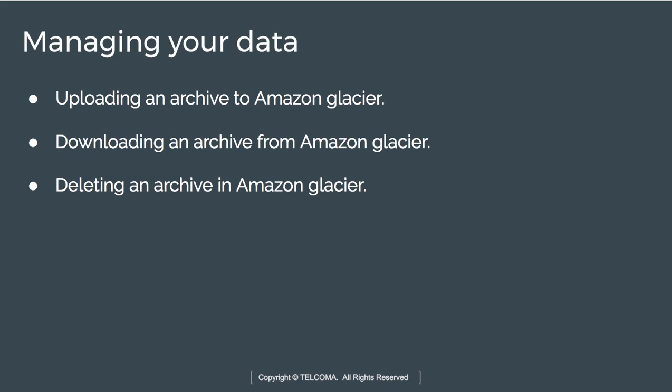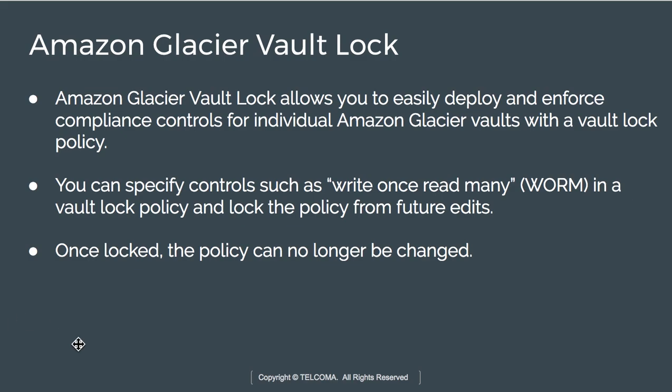So we are required to upload an archive to Glacier. We can download an archive from Glacier and we can delete an archive in Amazon Glacier to manage the data. Now we have Amazon Glacier Vault Lock in order to secure the data. Locking a vault takes two steps. That means we have two steps for locking a vault.